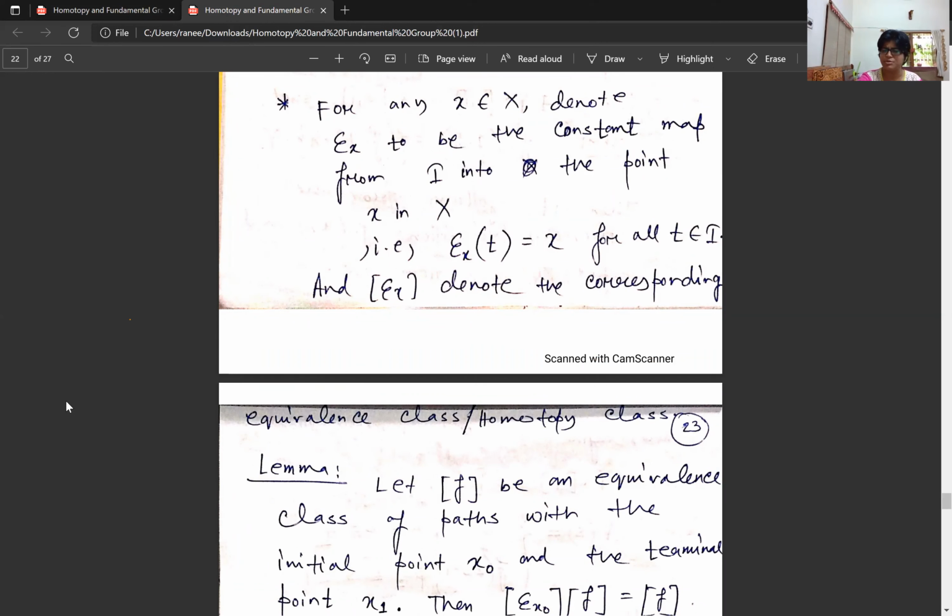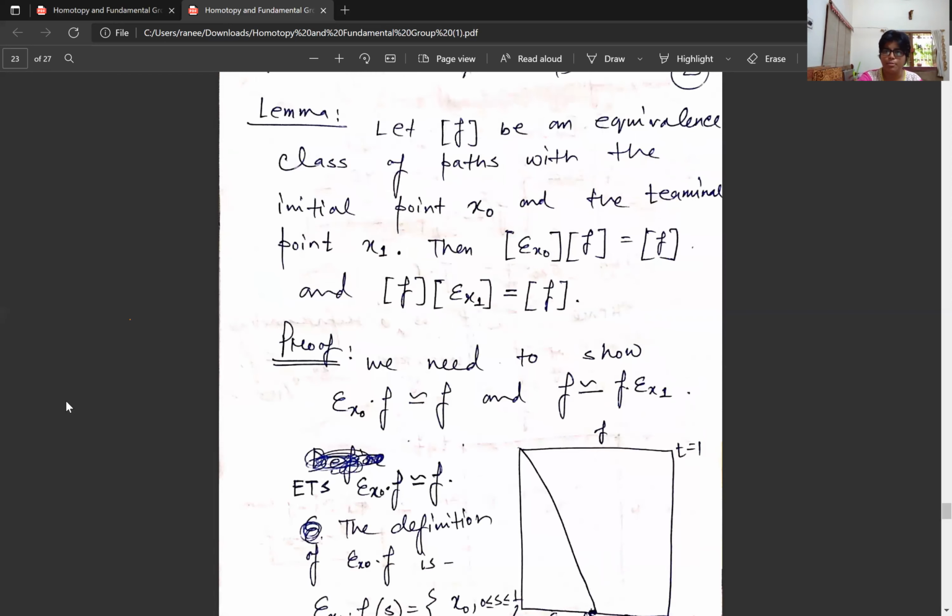So now there is a lemma. What is the lemma? If f is an equivalence class of paths with initial point x naught and terminal point x1, then the product of epsilon x naught and f is the same as f. And similarly, the product of f and epsilon x1 is equal to f.